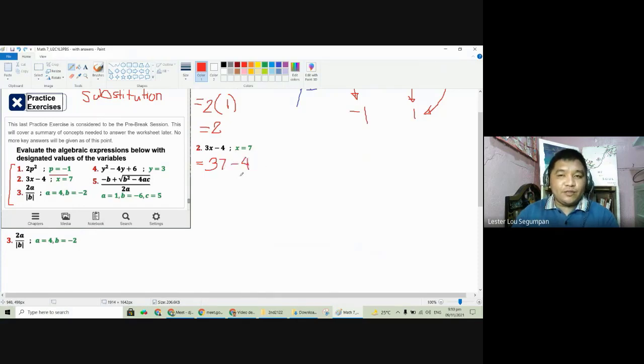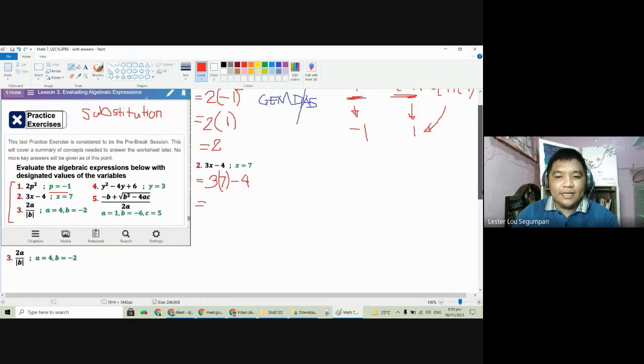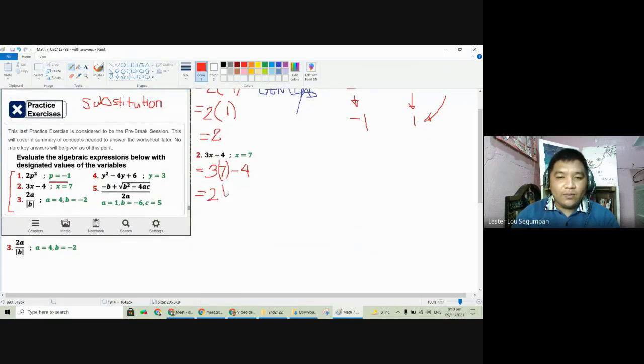And then 37 minus 4 is 33. No, again parentheses, and then the correct flow of GEMDAS. 3 times 7 is 21, and you have here minus 4, which is actually equal to 17.